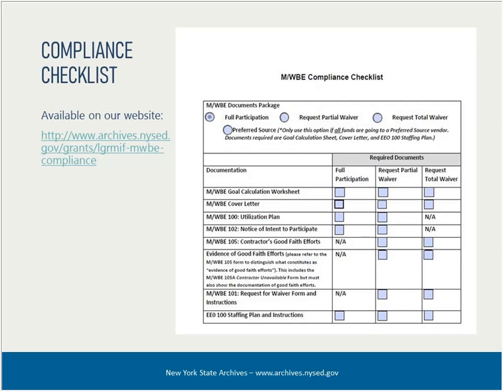Before we leave the methods of compliance and go on to forms, we just wanted to point out the compliance checklist, which outlines the forms required for each level of compliance. Use this checklist to determine which forms are required for each level of compliance. Note that the goal calculation worksheet, cover letter, and the EEO 100 staffing plan are required no matter what level of compliance you are requesting. The full checklist, with links to the forms in a fillable PDF format, is available on our website as part of our LGRMIF web pages.